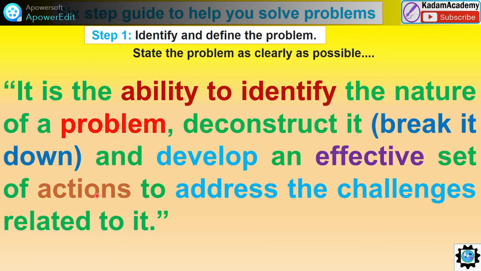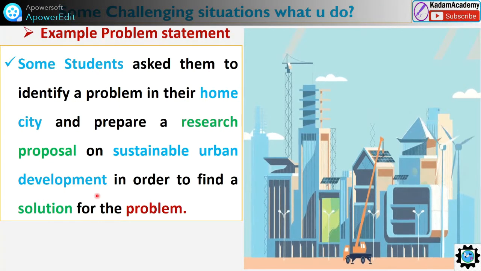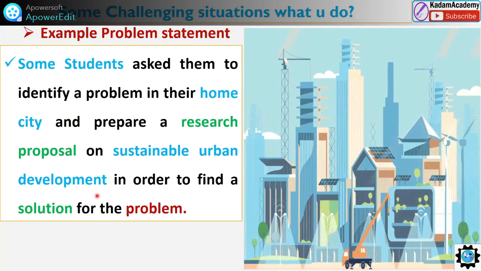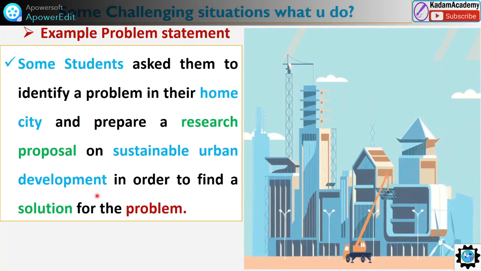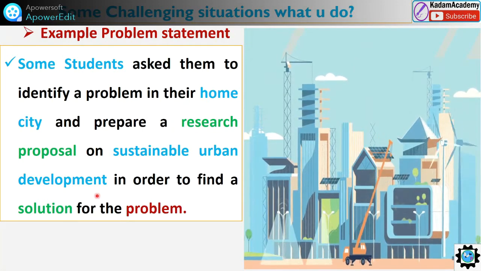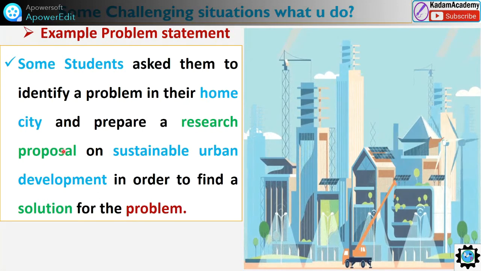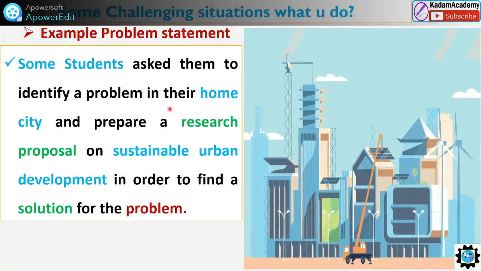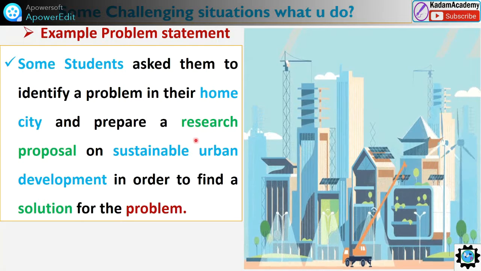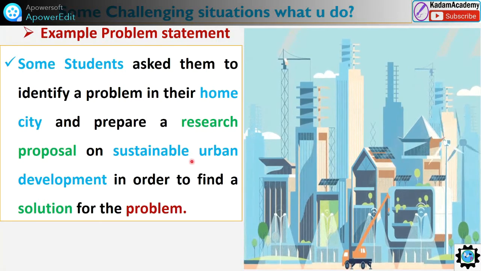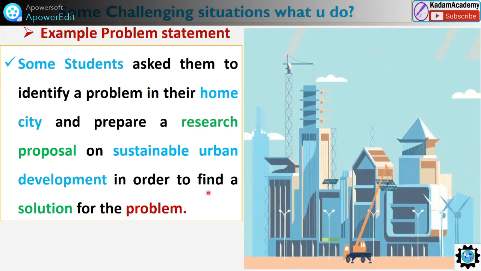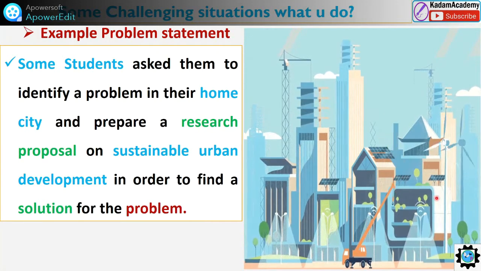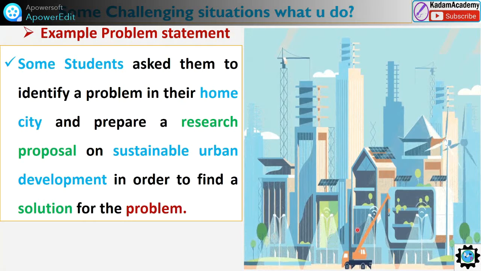Friends, I am going to give you one example of a problem statement in a challenging situation. What do you do while starting to solve a problem? Some students are asked to identify a problem in their home city and prepare a research proposal on a suitable urban development in order to find a solution for the problems. What are the problems for the home city?